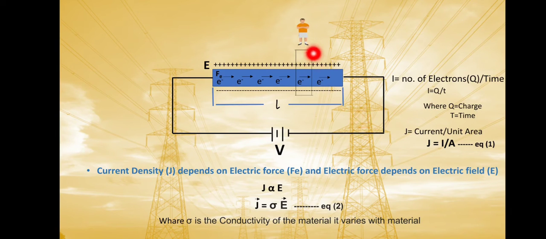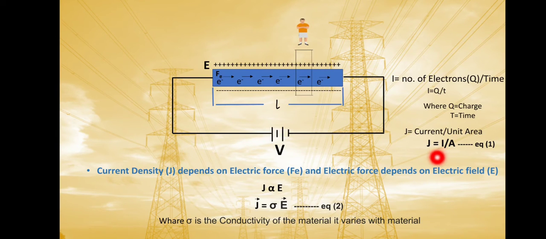Similarly, the person is observing one unit cross section area of the conductor. What is he observing? How many electrons are passing through one unit cross sectional area in 1 second. It gives you the current density J. Take this as equation number 1. But here A is constant because that is unit cross sectional area.